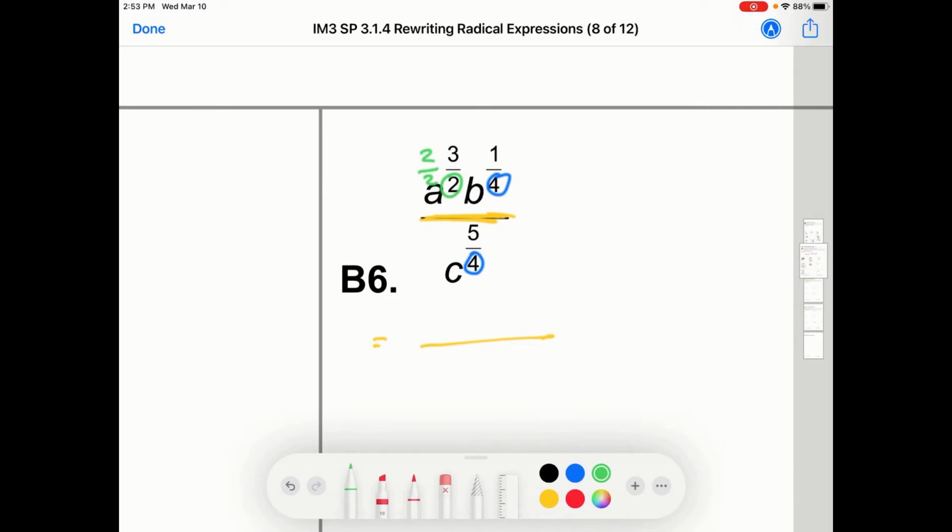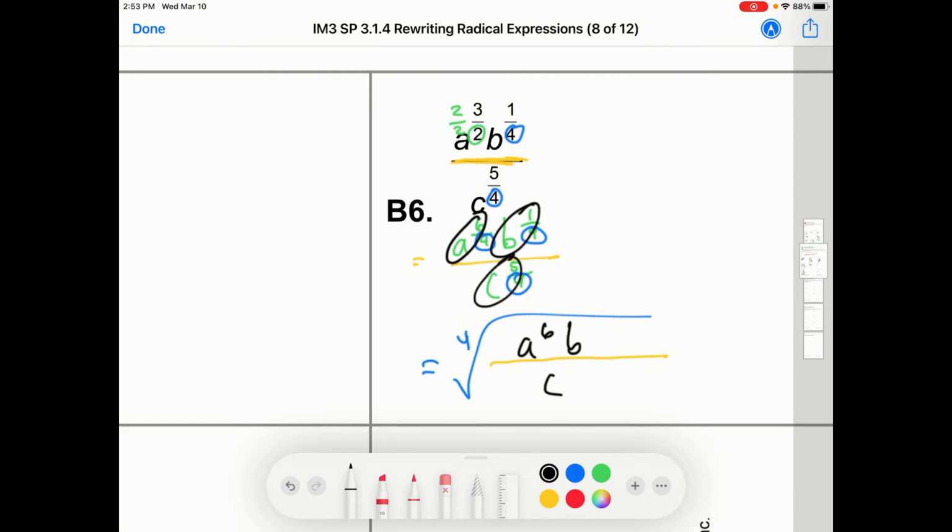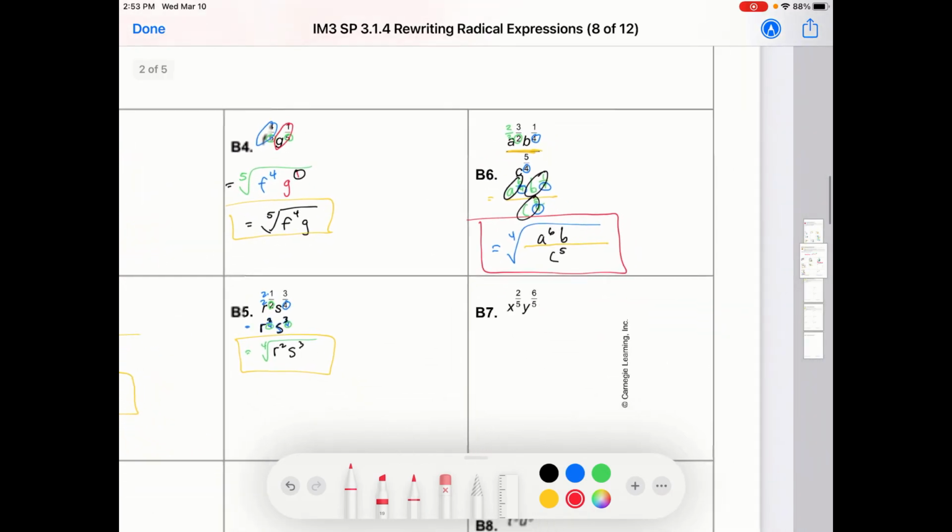This would give us a 6/4, b 1/4, and c 5/4. Okay, because they all have a denominator 4, this is what you would have. You would have your root to be to the 4th power. There's my fraction line. And I can just go through: a to the 6, b to the 1st power, which is just b, right? And this one would be c to the 5th power here. And this would be my answer for B6.